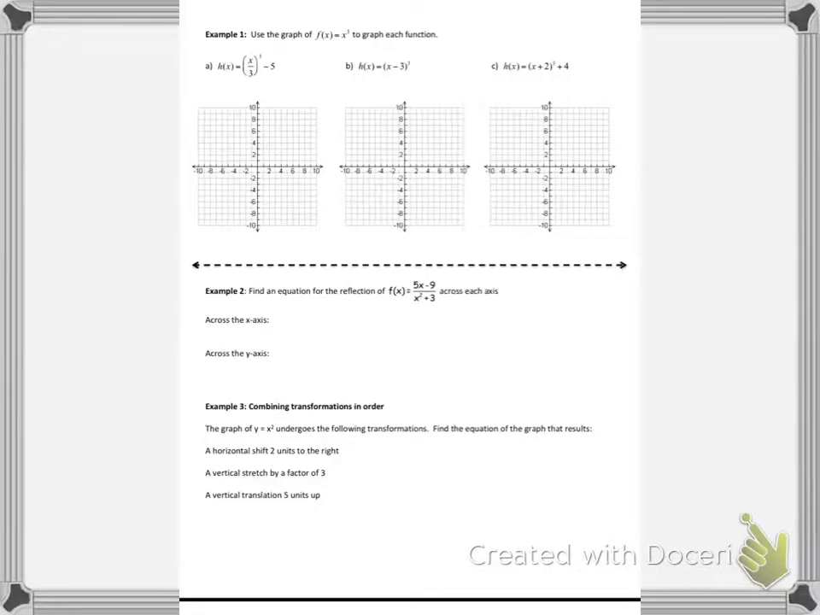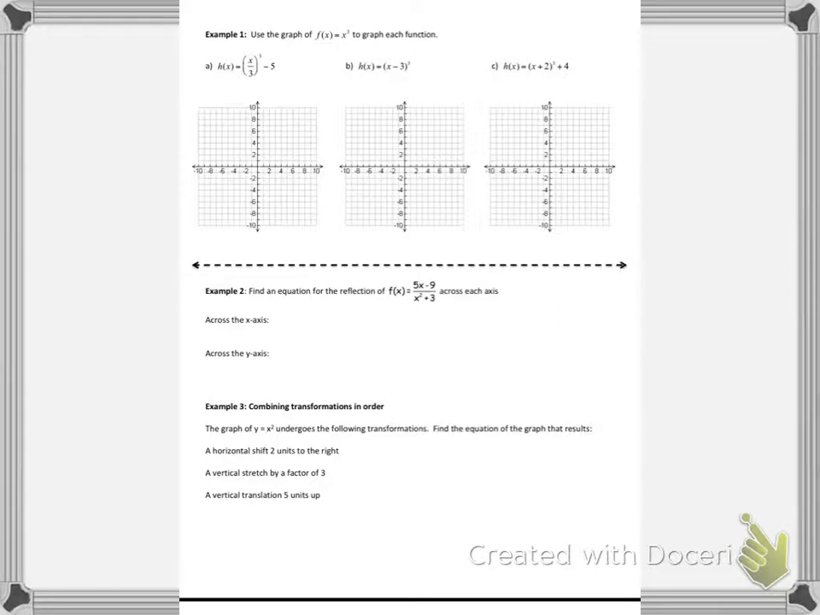And I think I just need the bottom for this one. I just need example 3. So I'm going to use this page, even though I had that one on the top part. It says the graph of y equals x squared undergoes the following transformations, and we need to write the equation with these results.